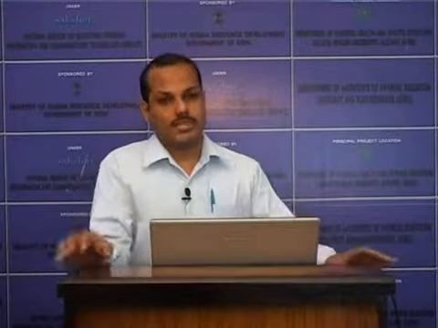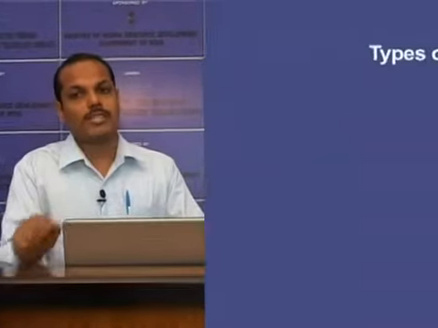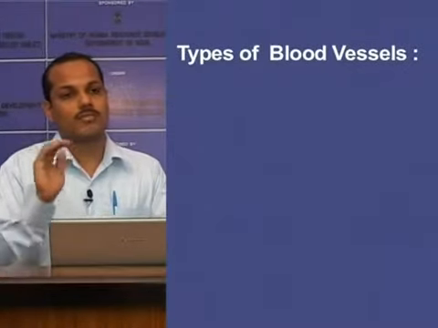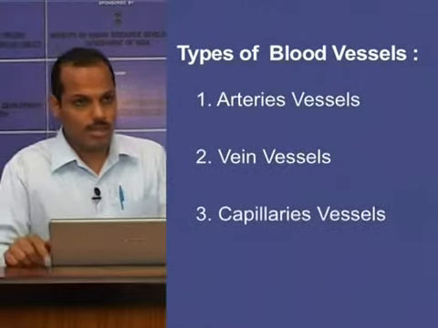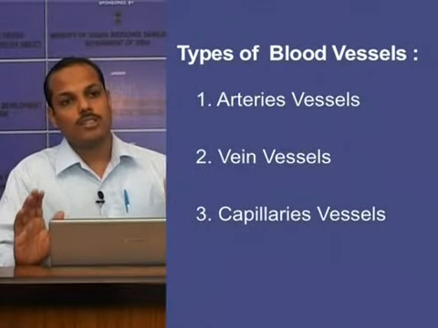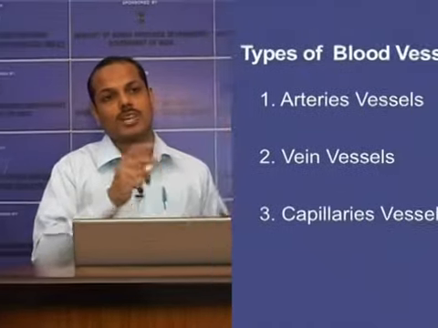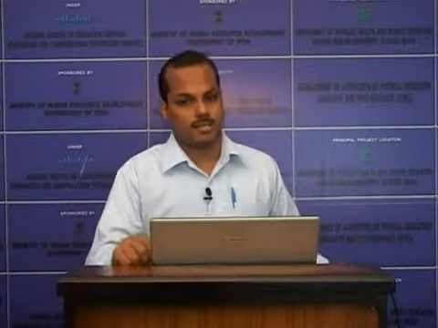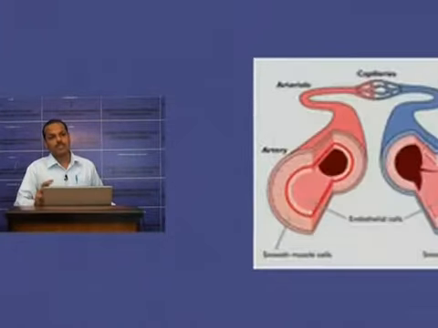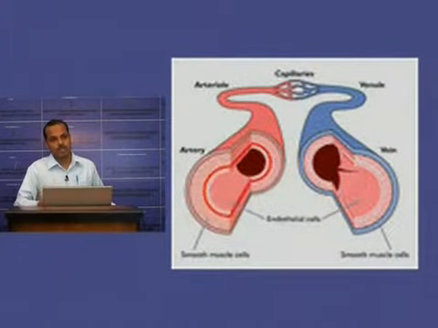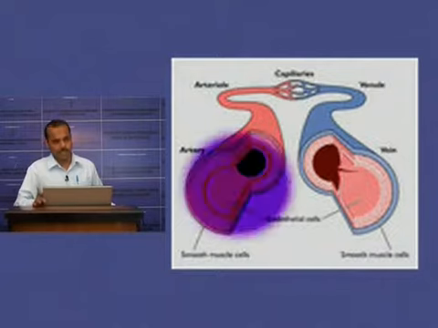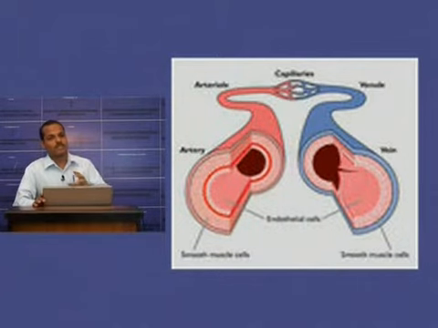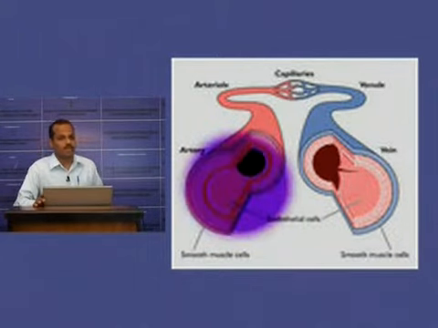Now, blood vessels. There are three types of blood vessels. These are arteries, veins and capillaries. Arteries are the vessels which carry blood away from the heart. They have thick walls, thick muscles, and are elastic. So, arteries are the vessels which carry blood away from the heart.